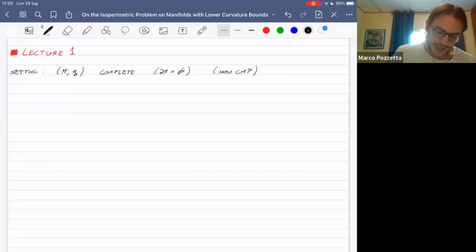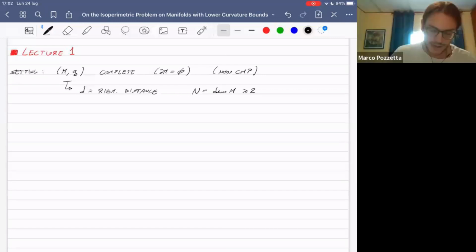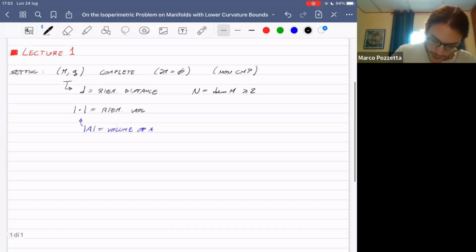Now, once you are given a Riemannian manifold, you can define the Riemannian distance. So d is always going to be our Riemannian distance. And capital N is going to denote the dimension of M, which is assumed to be greater or equal to 2. Finally, a last ingredient we can define once you are given a Riemannian manifold is the volume measure that I'm going to denote with this symbol, meaning that when I write the absolute value of a set A, here I am measuring the volume of A, right?